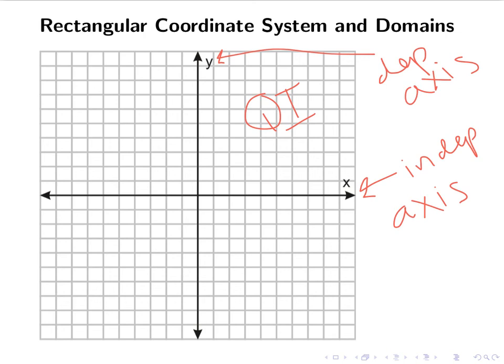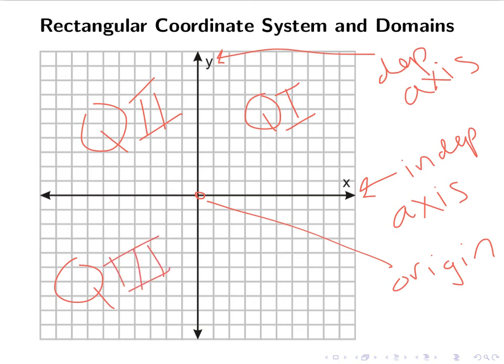So that's quadrant 1. And then we move counterclockwise. So if I go counterclockwise around where they intersect, which is called the origin, I hit quadrant 2, which is the top left, then quadrant 3, and then lastly quadrant 4. Okay. Now this origin is considered the point 0, 0.